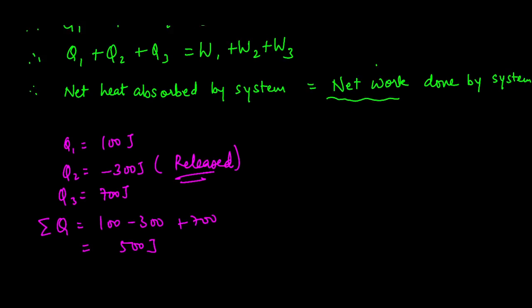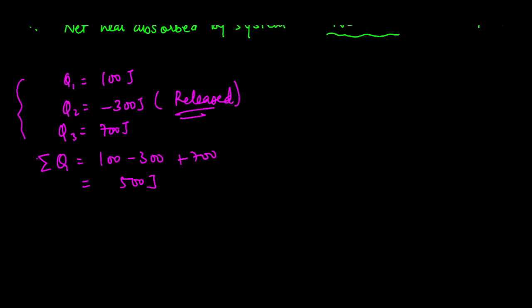Right. So I was telling you that suppose in these three processes you have these three heat values. The second one is released, that's why it's negative. So the total is 500, which means the net heat absorbed is 500 joule. Think of it like money. Once again you will understand. Someone gave 100 rupees, someone gave 700, and someone took 300. All this is the heat part. Okay or not okay?